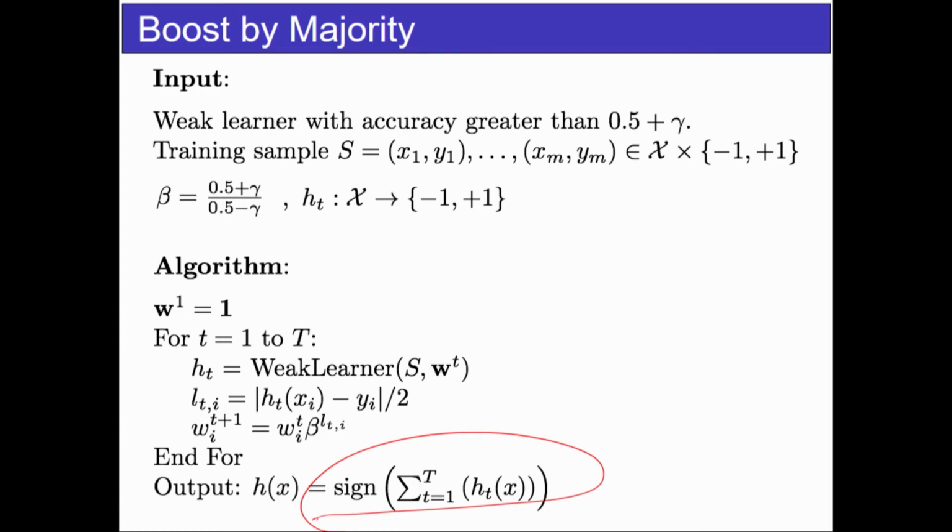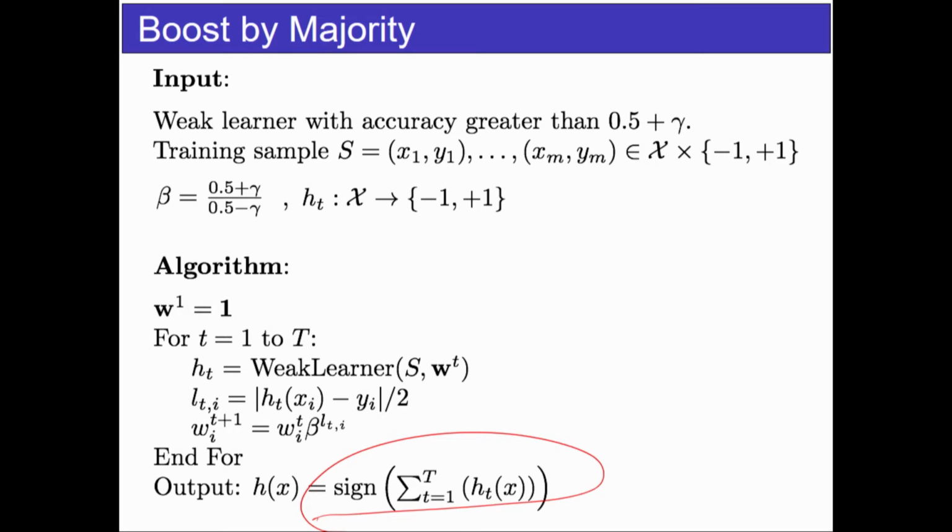Can we discuss beta more? What is it telling us? Yeah, that's where theory comes in. Why is beta this? Why is it not just 0.5 plus gamma? Why is it not 1 plus 2 gamma? Why is it not gamma squared? Those are the questions, and that is where theory comes in.